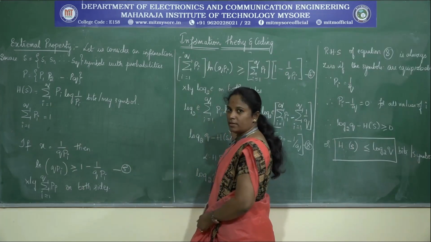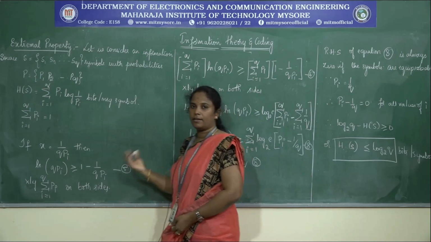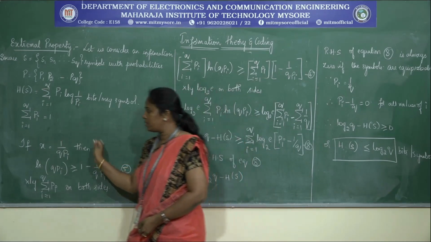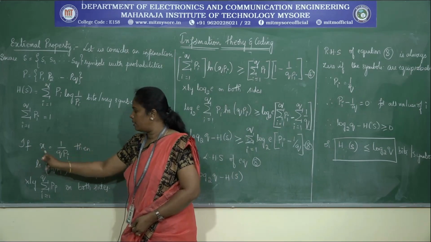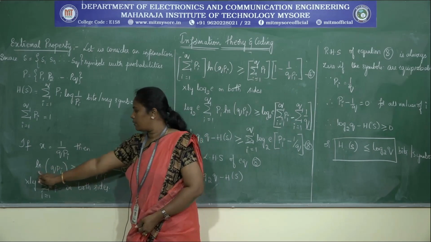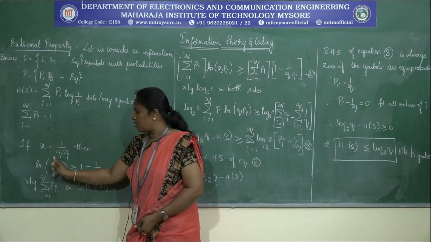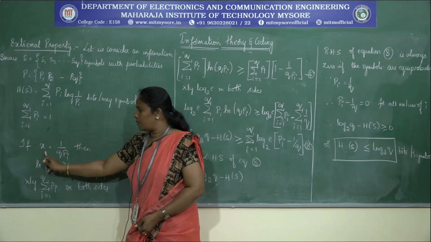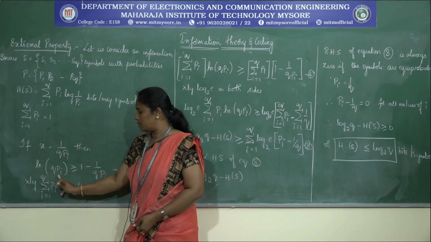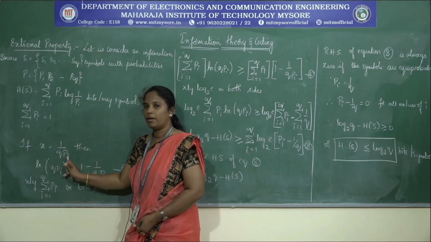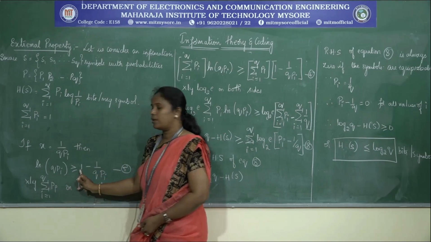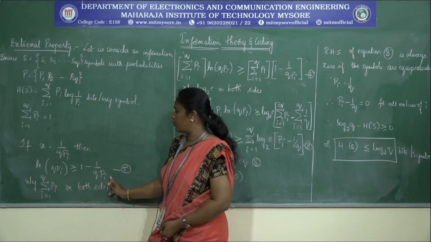So after relating the straight line with the logarithmic curve, the derivation continues here. We consider x equals 1 by q into pi, so wherever x appears in the equation, that value has to be substituted with 1 by q into pi. So ln of q into pi is greater than or equal to 1 minus 1 by q into pi.